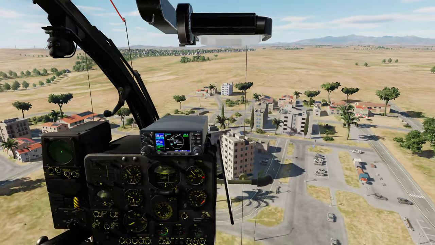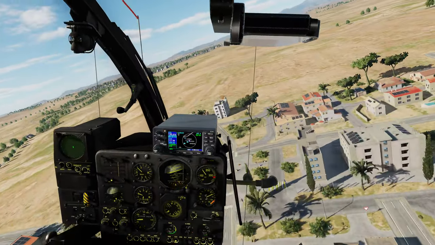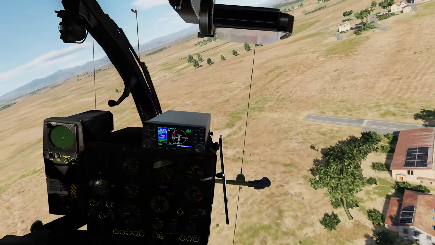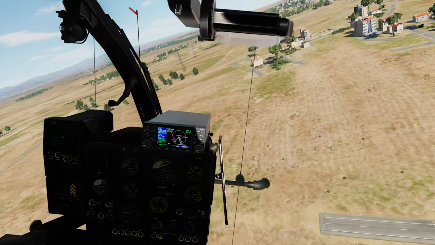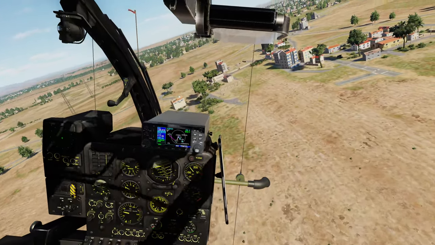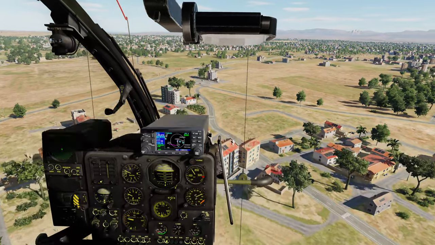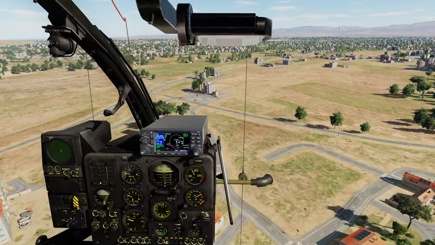So first thing I'm going to do is fly towards waypoint 1. So I'm going to roll the helicopter, and I'm going to give it some yaw pedal to bring it around, and we're going to align the HSI with the wide pointer, just like that, and roll out. Perfect.